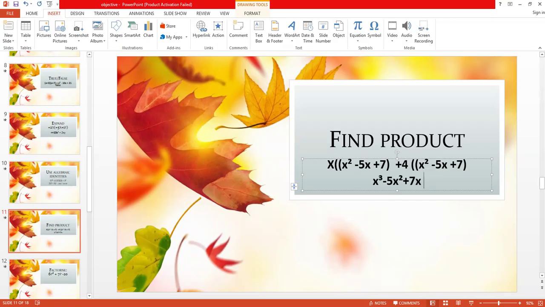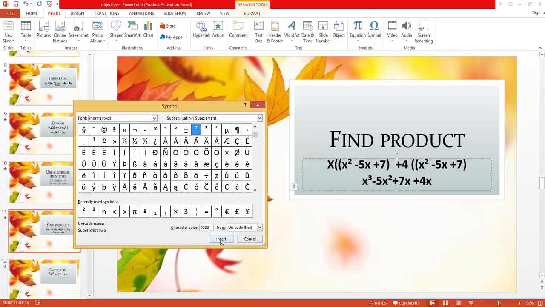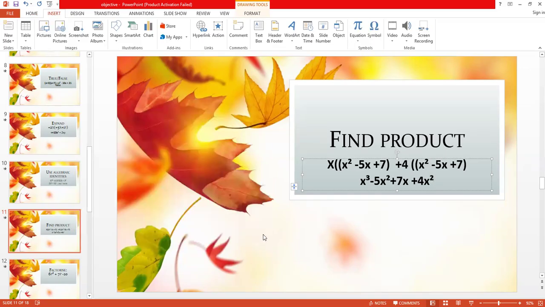Now we move toward the next one, that is equal to plus 4x square. So it is equal to plus 4x square minus 5 fours are 20x, and then plus 7 fours are 28. Now you can add or subtract the like terms. X cube minus 5x square plus 4x square. So they both have different signs. So 5 minus 4 is equal to 1. So it is equal to 1x square. And we have to place the sign of the greater number.